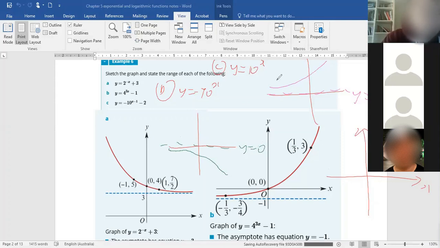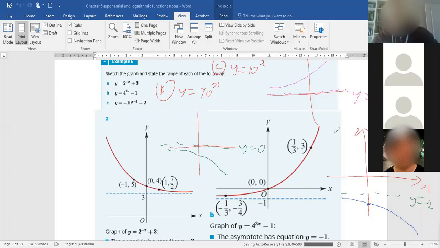It's been translated 2 units down. So it's going to be at -2 there, still underneath that graph. It's going to look like this. Now, I could have put points in and done it all, but you can quickly do it anyway.